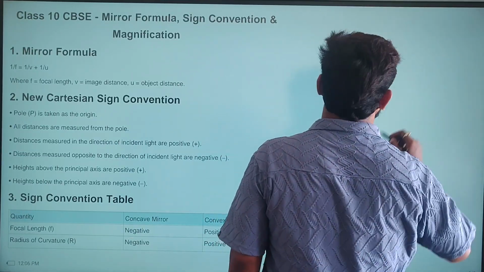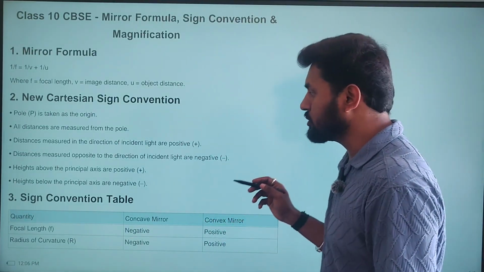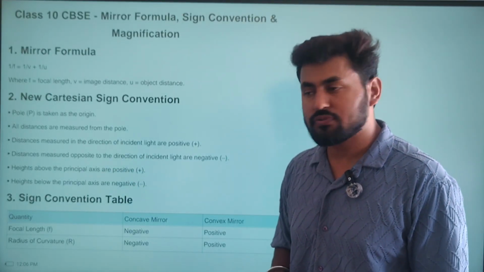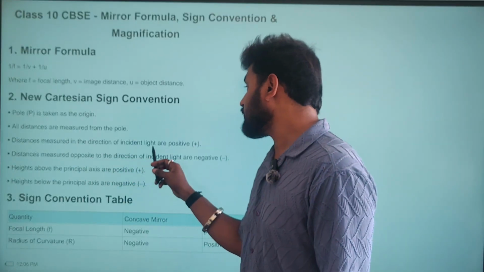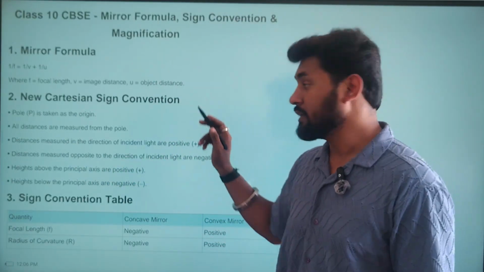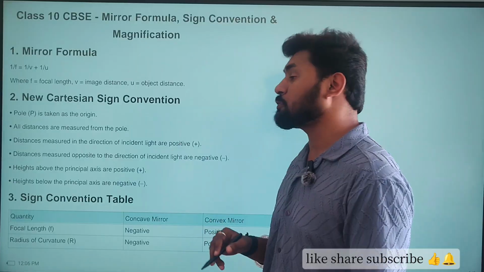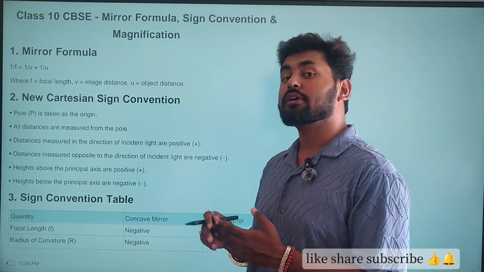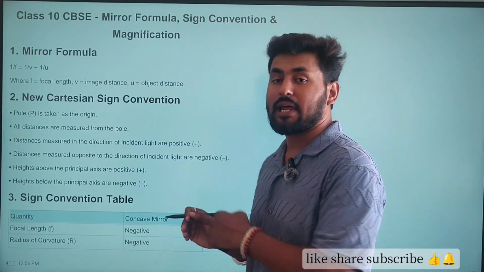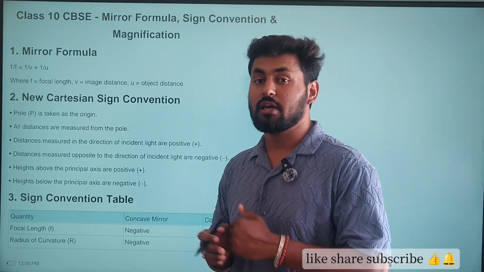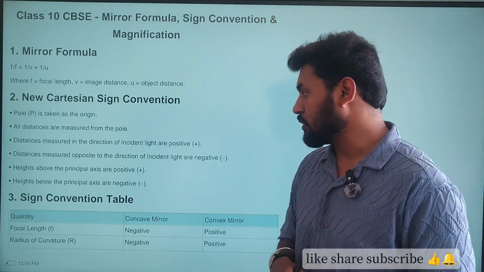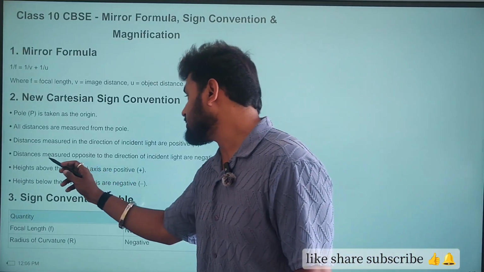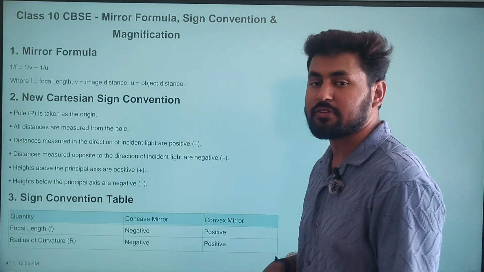Now let me continue with the same. Now as I told you, all the distances are measured from the pole. So the distance in the direction of the incident ray, the way I have drawn the direction of the incident ray, is taken as positive. When it is falling on the right hand side it is positive, but when it is falling on the left hand side, you need to take the distance as negative, for concave mirror and convex mirror both. Let's say the distance from the opposite direction of the incident ray will be taken as negative.